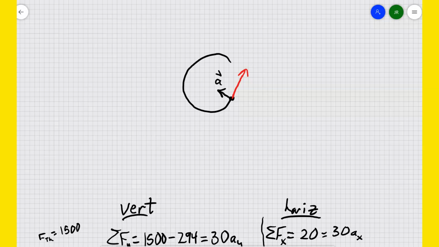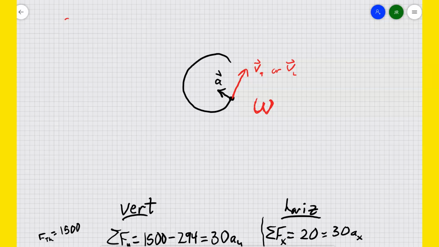Besides the tangential velocity, you also have what's called an angular velocity. So this is the tangential velocity, or you could call it linear velocity, because it's the velocity in a straight line. But there's also what we might call an angular velocity, which we represent with the Greek letter omega.